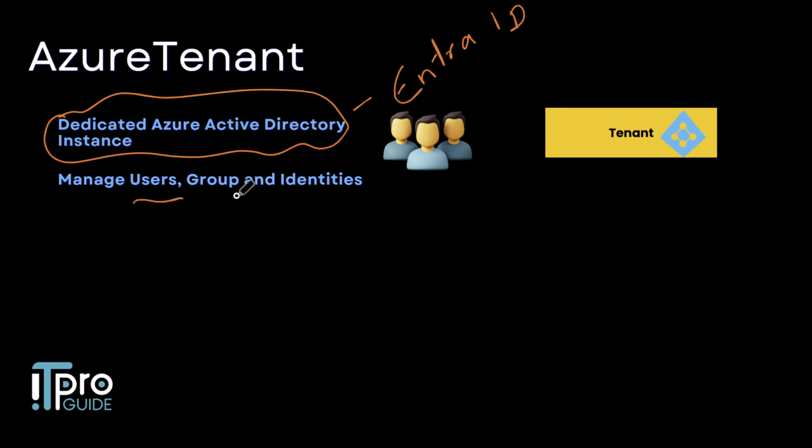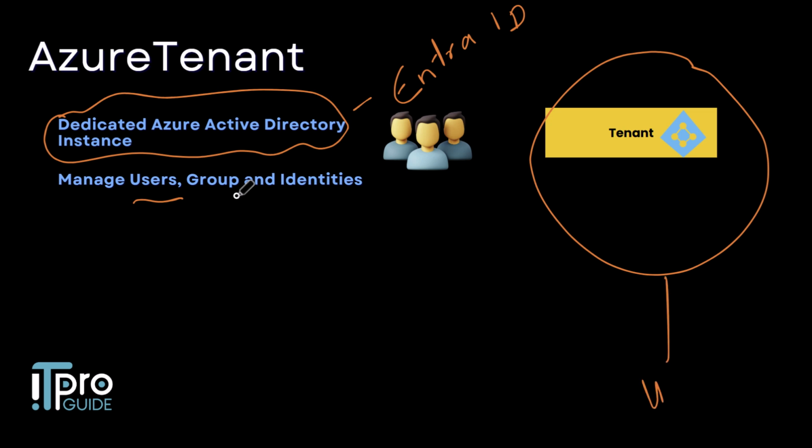So I will just summarize again. When you sign up for a trial account, you get an Azure tenant. And in that tenant, you will also get a Microsoft Azure Active Directory, that is Entra ID. And inside that, you will see users, groups, or other identities who can access your Microsoft Azure tenant.